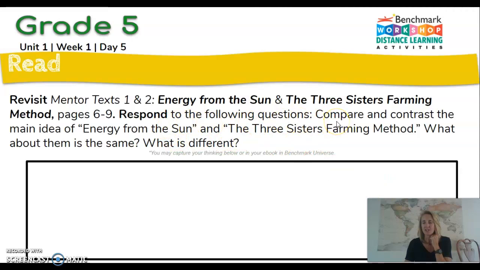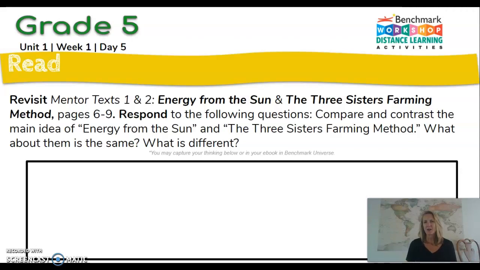Okay, so the question, after you complete reading both articles, you're going to compare and contrast the main idea of energy from the sun and the three sisters farming method. So thinking about the main idea on energy from the sun, and then the main idea of three sisters farming method. And what about them is the same? Okay, and what about them is different?